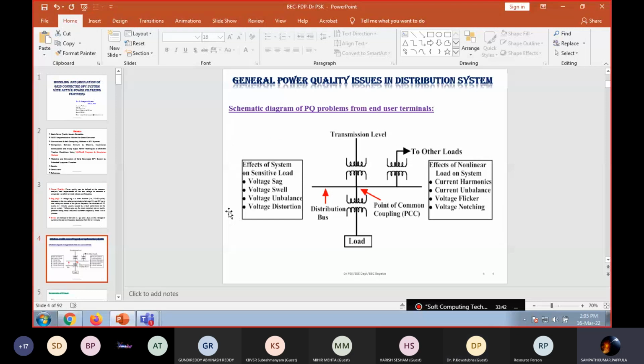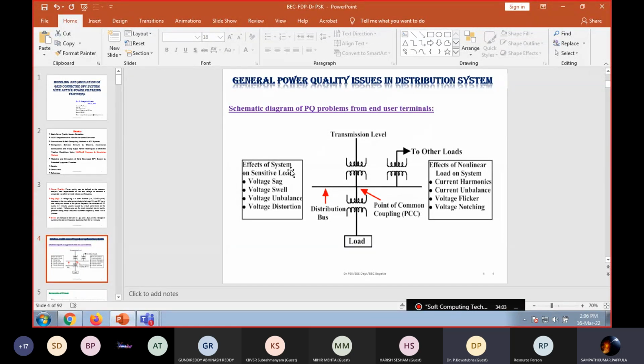Let us see now. This is the general power quality issues in the distribution system. This is a schematic diagram of the power quality problems for end user terminals. So this one is the transmission level, this one is the load, and in between we have a point of common coupling. Here I mentioned some power quality issues.